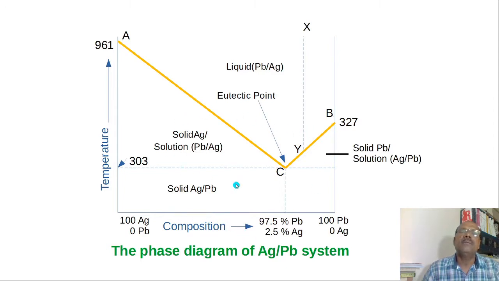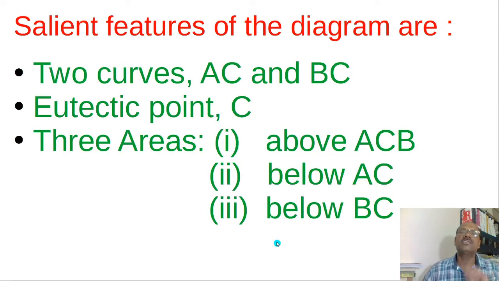This is the phase diagram of the silver lead system. It is a two component system. In this case, there are two curves, AC and BC. These are the salient features. For salient features, see the next slide. Two curves AC and BC. You take point C and three areas: above ACB, below AC and below BC.